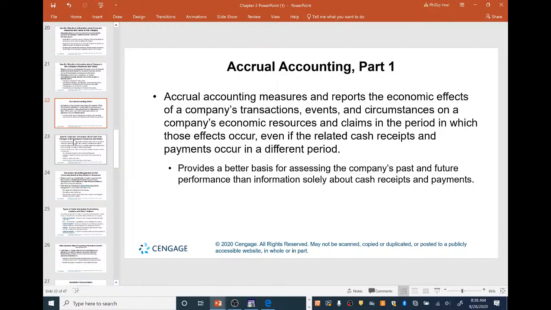So what is the difference between cash basis and accrual basis accounting?